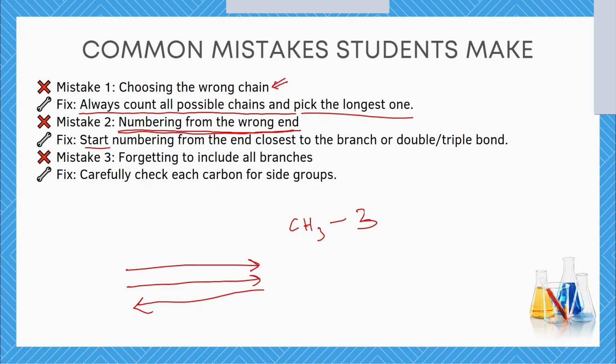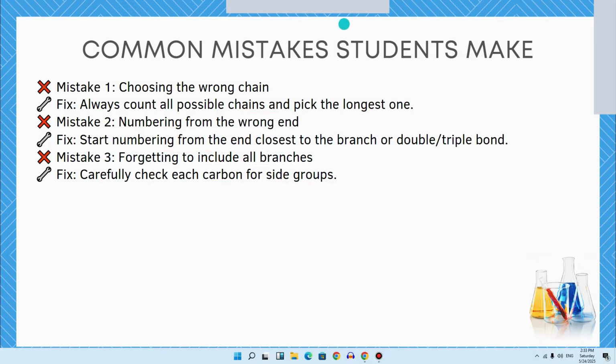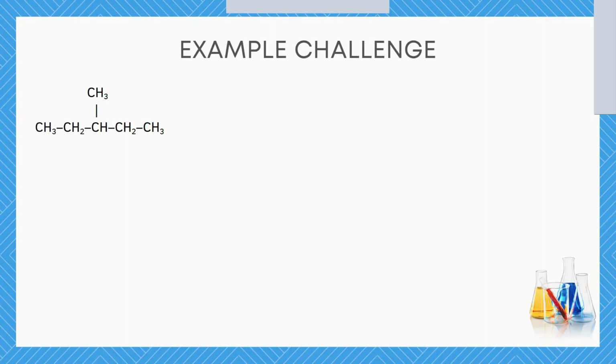So it is important to start numbering from the end closest to the branch or the double and triple bond. We'll talk about the double and triple bond later on in the next videos in this series. Mistake number 3 is forgetting to include all the branches. It is important for you to carefully check each carbon for side groups. So now that we have done that, let's move on to the next thing we have.